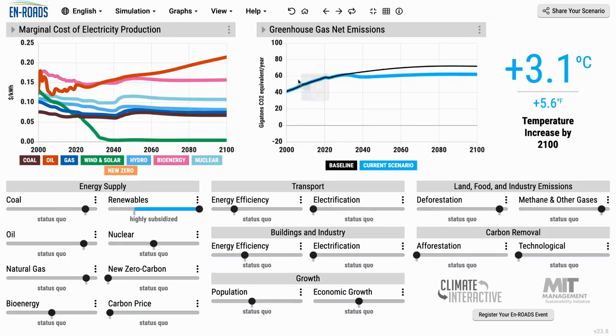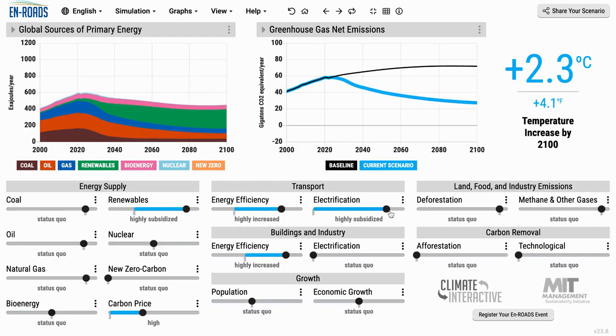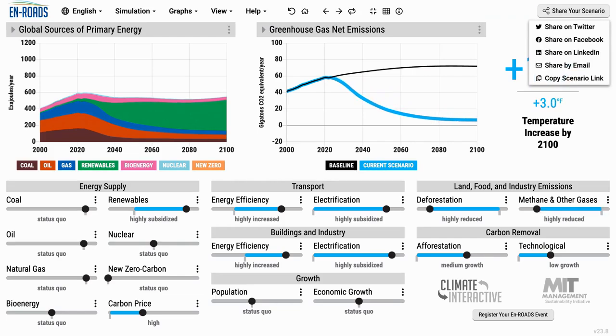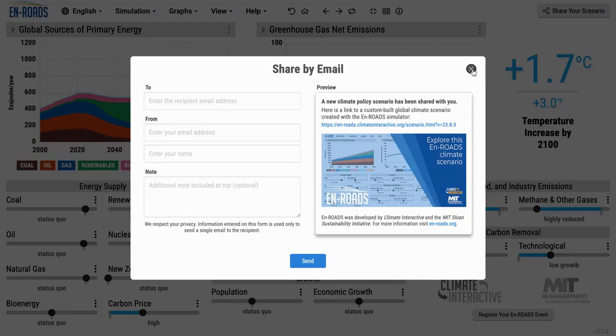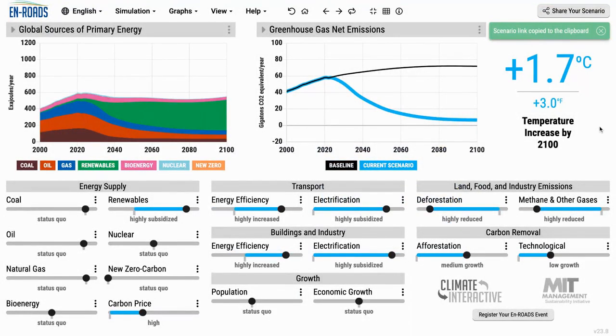Here are some advanced software features. When you make a scenario that you like, say you get this scenario that gets all the way down to below 2 degrees, and you want the world to know that it is possible, one can go to the corner and click Share Your Scenario. It can be shared immediately to Twitter or Facebook, LinkedIn, or by email. You can share it and send it to somebody else with a nice picture about your scenario. Or one can copy the scenario as a URL.